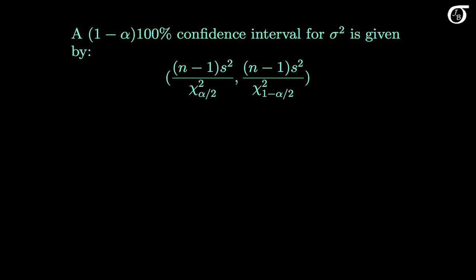If we are sampling from a normally distributed population, then a (1 minus alpha) times 100% confidence interval for sigma squared is given by this interval. We'll usually use a confidence level like 95% or 99%. We find chi-square sub alpha over 2 and chi-square sub 1 minus alpha over 2 from the chi-square distribution with n-1 degrees of freedom.